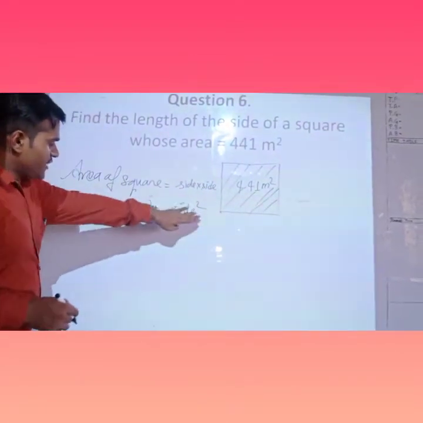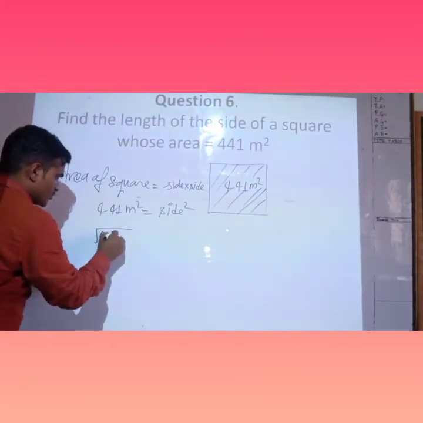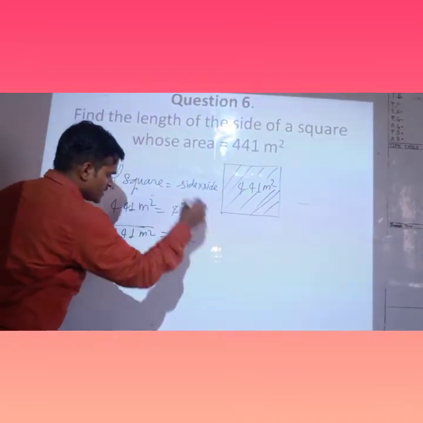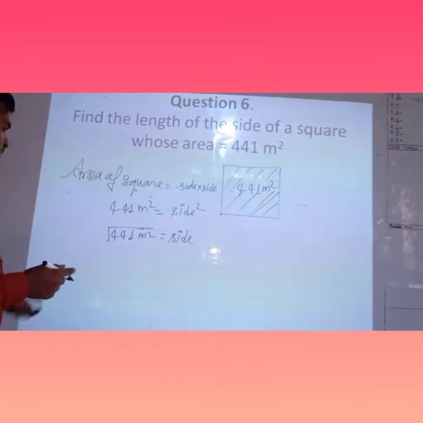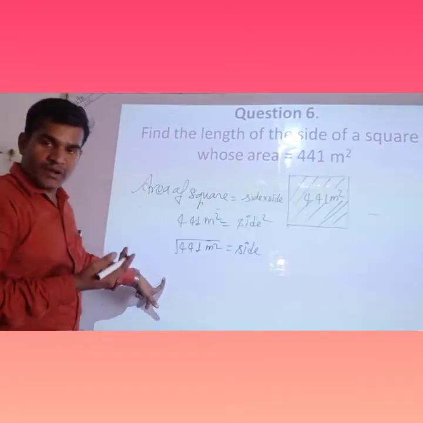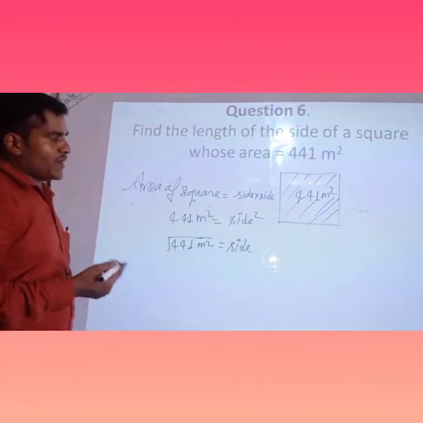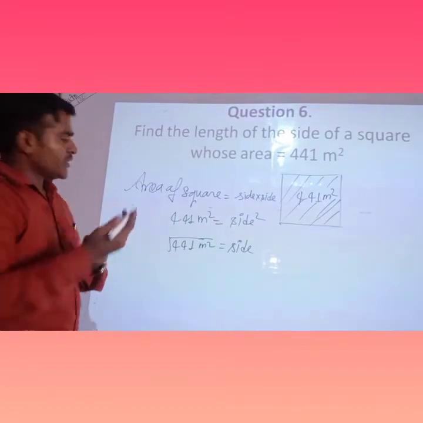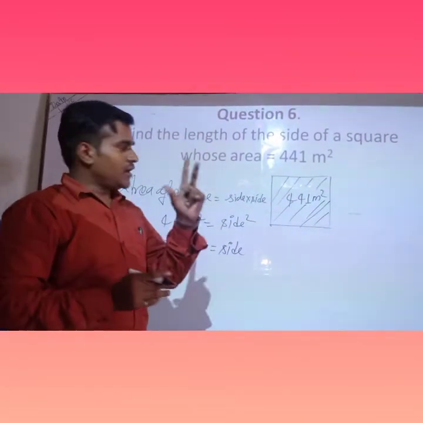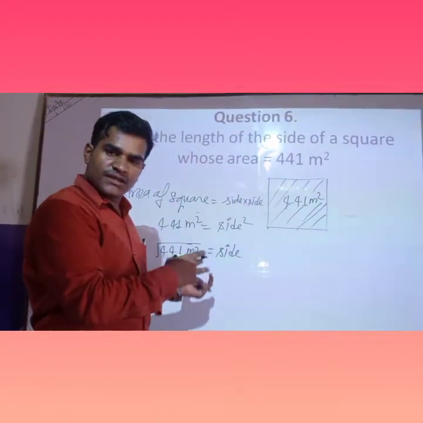So children, we have to find the side, so we have to find the square root of 441 meter square, that is equal to side of the square. 441 is the perfect square of 21. So find the square root of 441. How will you find? There are two methods. First method is prime factorization method, and second method is long division method. According to your convenience, you can apply the methods.